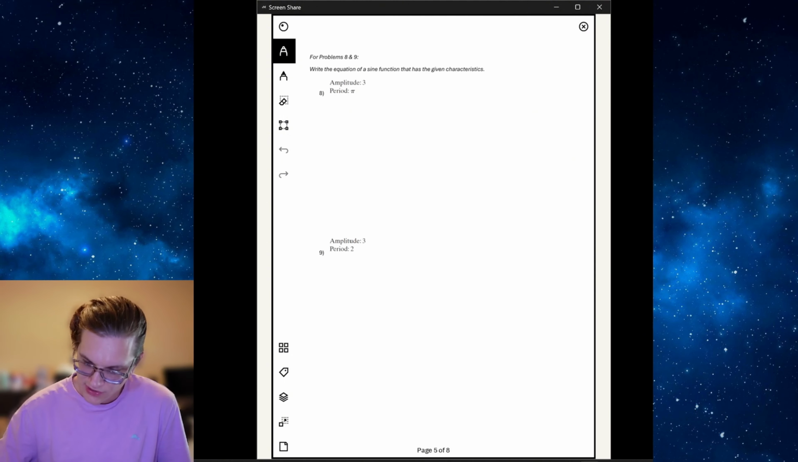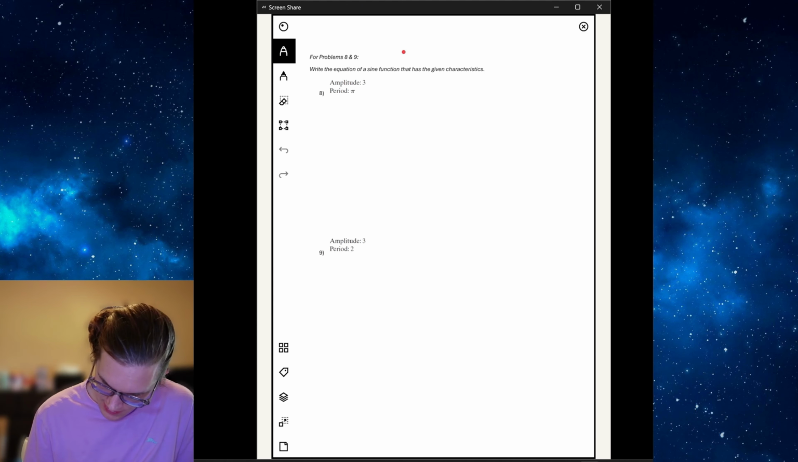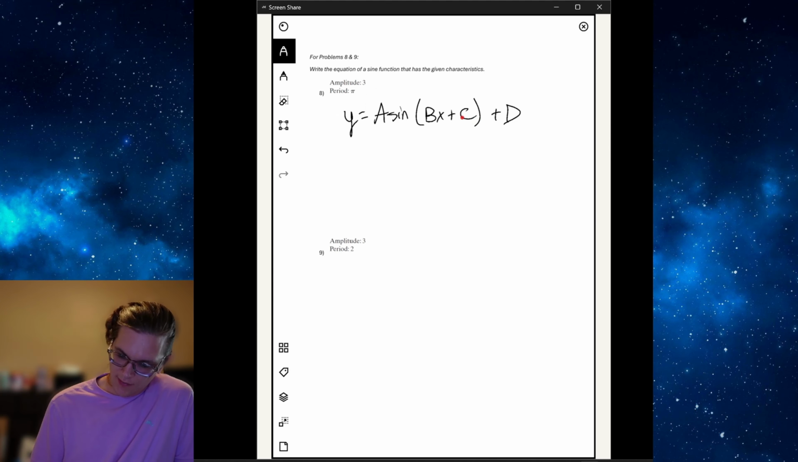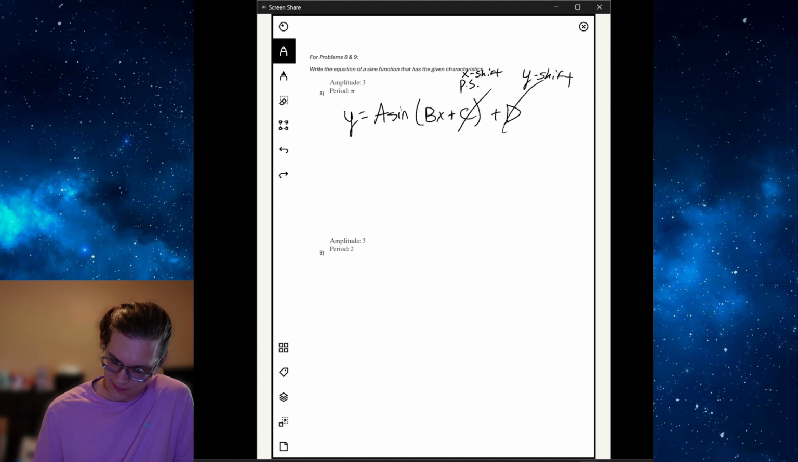Write the equation of a sine function that has the given characteristics. So it's sort of the reverse of what we just did. I'll write out the form as always. So I'm not going to have a C and I'm not going to have a D because that's phase shift or x shift and that's the y shift over there. So it's not going to have either of these. So it's going to have this form right here only. And the amplitude is 3. So let's say 3 sine, and then the period is pi.